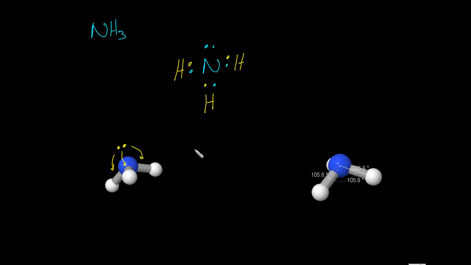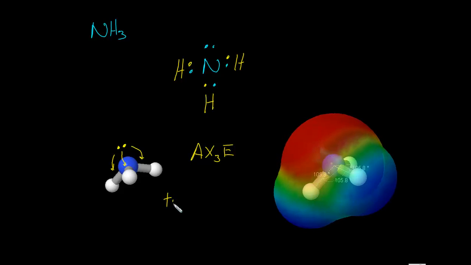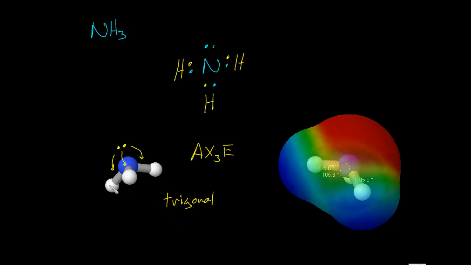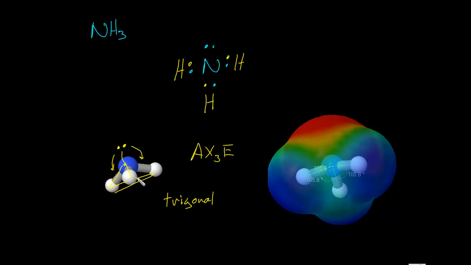And so this guy's VSEPR formula is an AX, and you've got 3 hydrogens, and you have a pair of electrons. So AX3E, and this is called trigonal. And it stands up kind of like a pyramid. So what we do is we call this guy trigonal pyramidal.